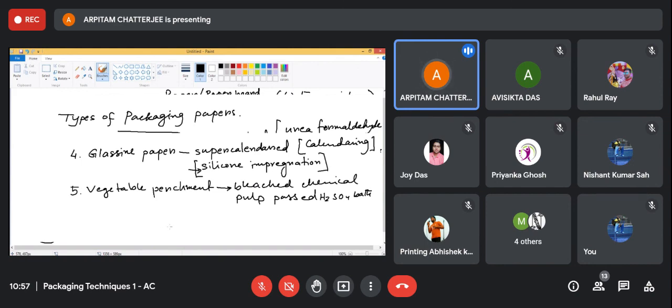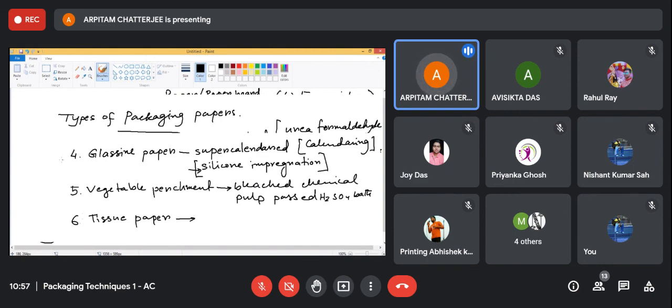Next is a very commonly used thing called tissue paper. You have seen the use of tissue paper a lot. It is majorly used, as I already told, for those paper bags, say tea bags and all these things. In those cases, we use this tissue paper kind of thing.